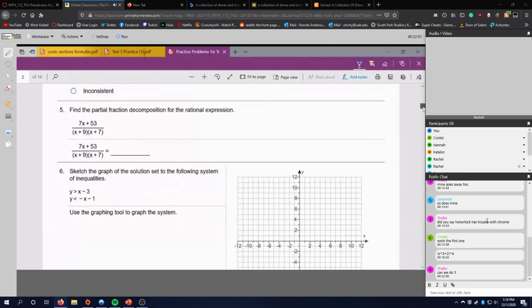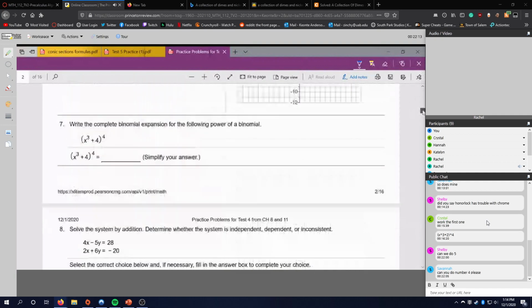And then number 6, that's graphing. It's going to be graphing 2 lines and shading the region where they intersect. So that's going to be number 6. And then number 7 is a binomial theorem. That's the one she asked about. So I'm going to do that one. And I will do any before that if you tell me you need one.